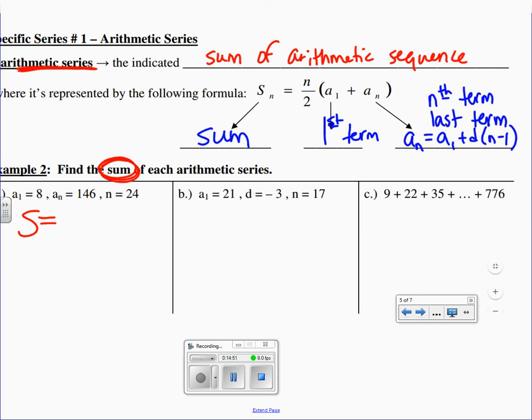Do they tell us what N is? Have they given us that information? Yes. What is it? 24. Then we put it over 2, parentheses. Have they told us what the first term is? What is it? 8. And have they told us what the last term is? What is it? 146. Okay. Can I type that all in my calculator now? Yes. Now I can type it all in my calculator.